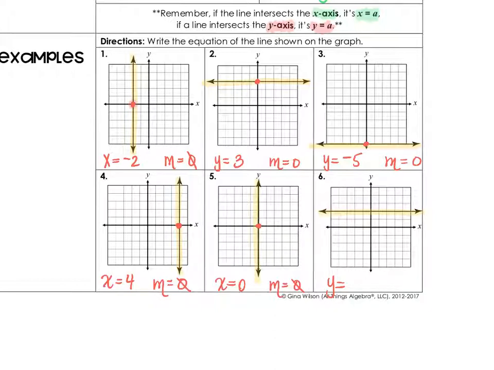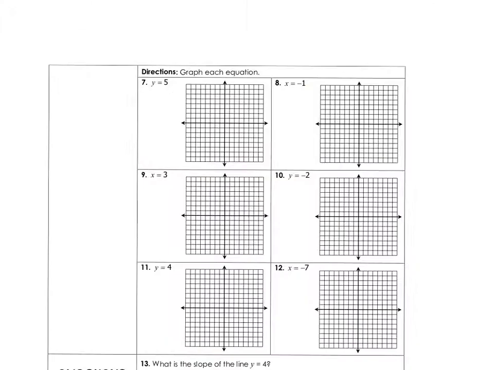And number 6, we have a horizontal line. So the intercept for that horizontal line is y equals 2 with a slope of 0. For the next set of problems, you will be graphing them yourself. I'm going to graph the odds and you will graph the evens.